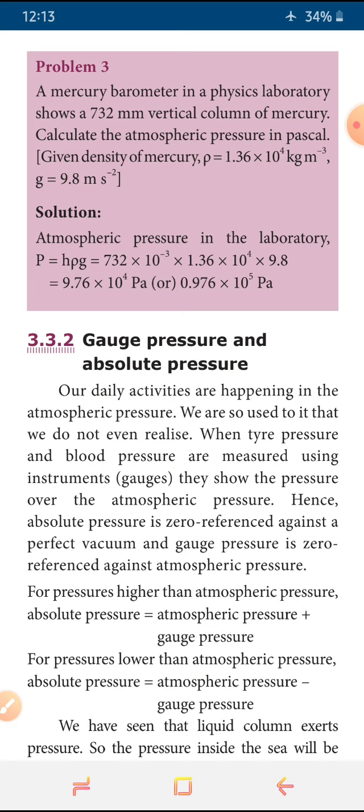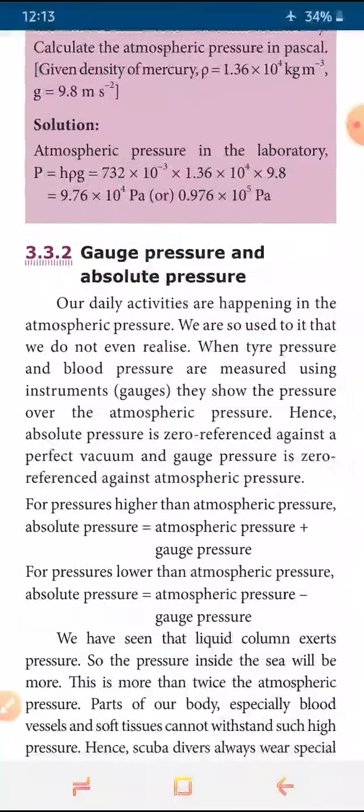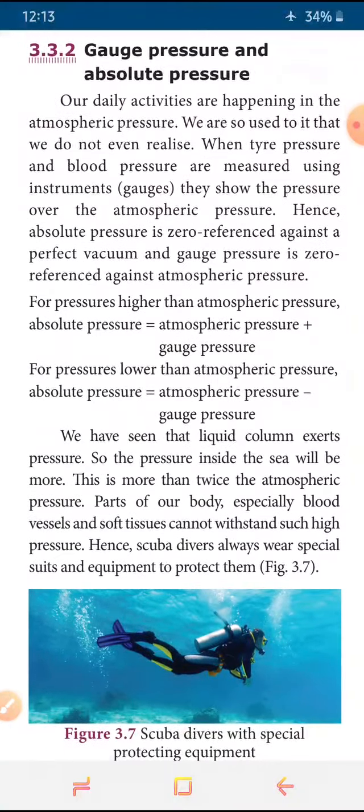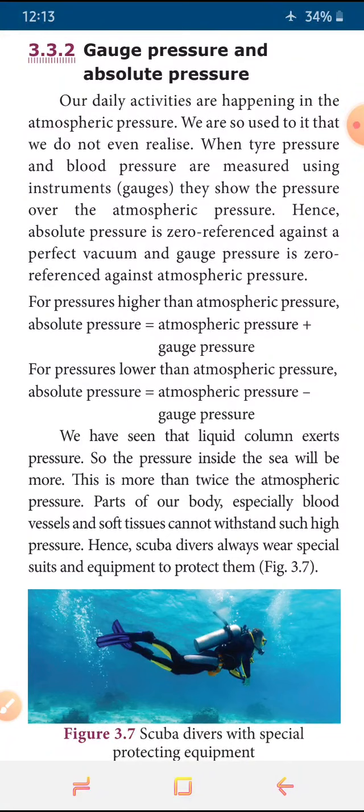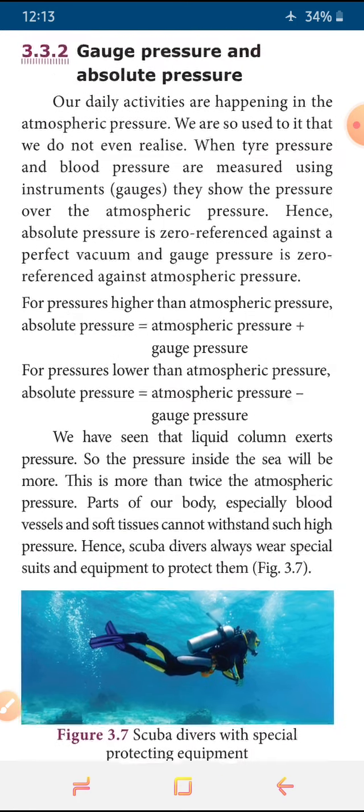All the values are there. We are multiplying, and converting into 10 power 5. Then we got 0.976. It is a lesser value. Okay. Then gauge pressure and atmospheric pressure. So when we are going deeper into the sea, for example the scuba diver which is shown in figure 3.7, he feels different pressure than on the earth. So it is compared here.